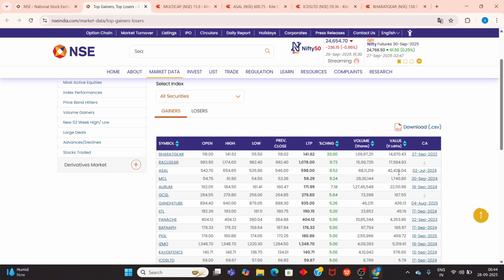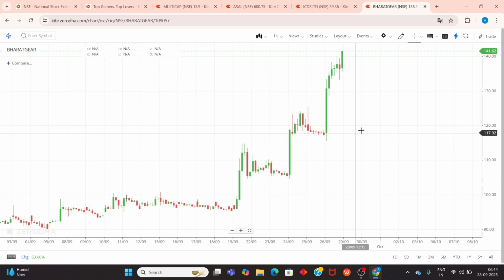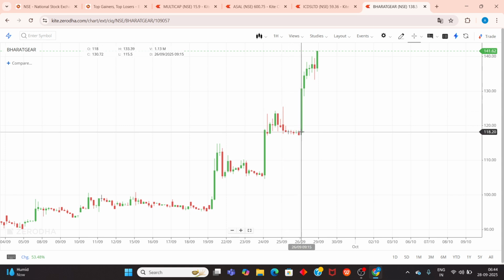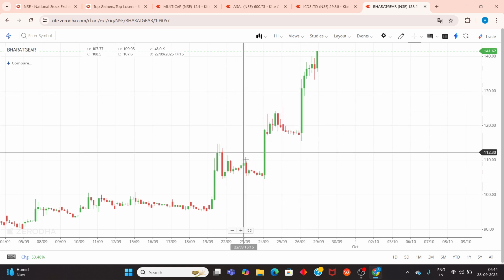Once you find out these two criteria, then you can copy the stock name and paste it in your dashboard. Okay, so for example, the starting would be Bharat Gear. Let me open the chart. So Bharat Gear, you can see that in a 1 hour chart, it's clearly forming the higher highs.